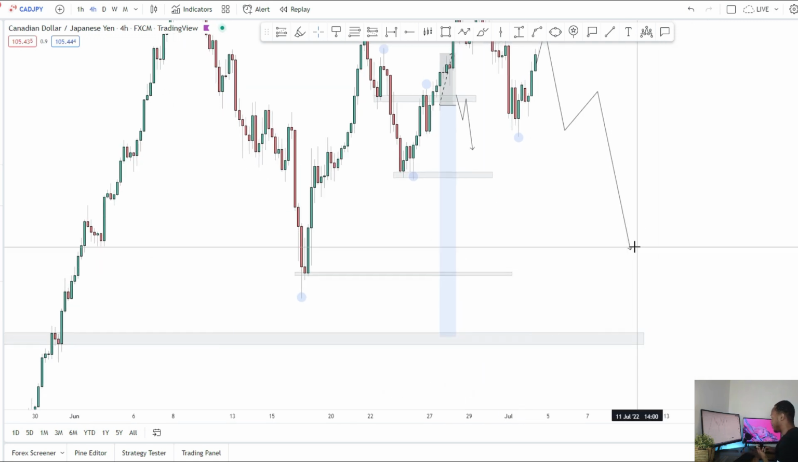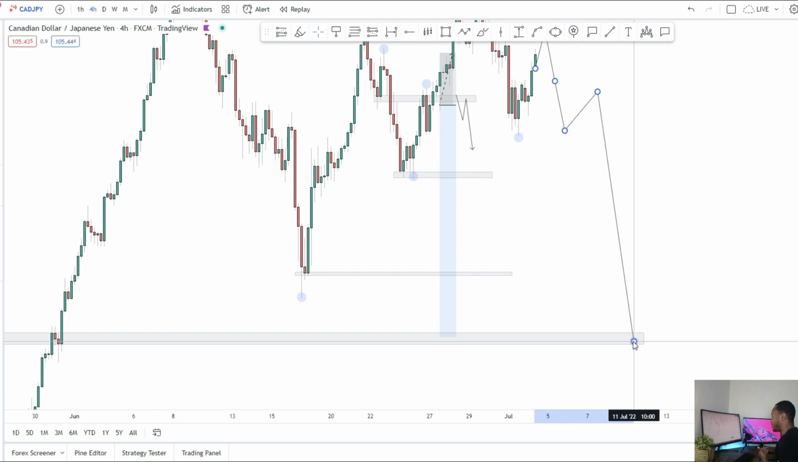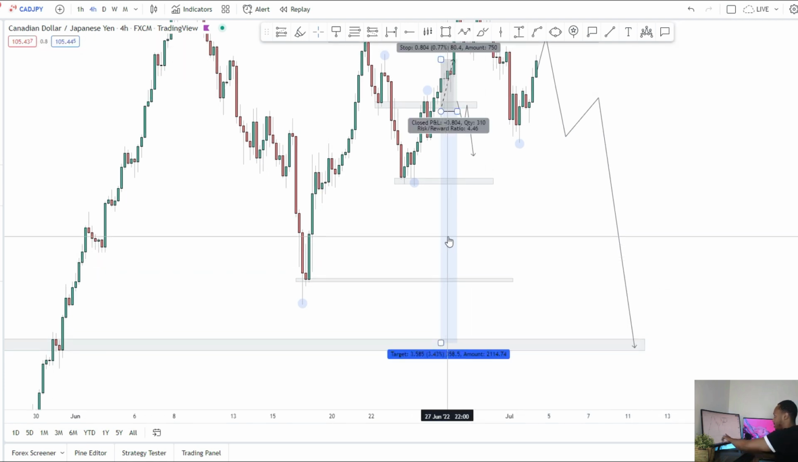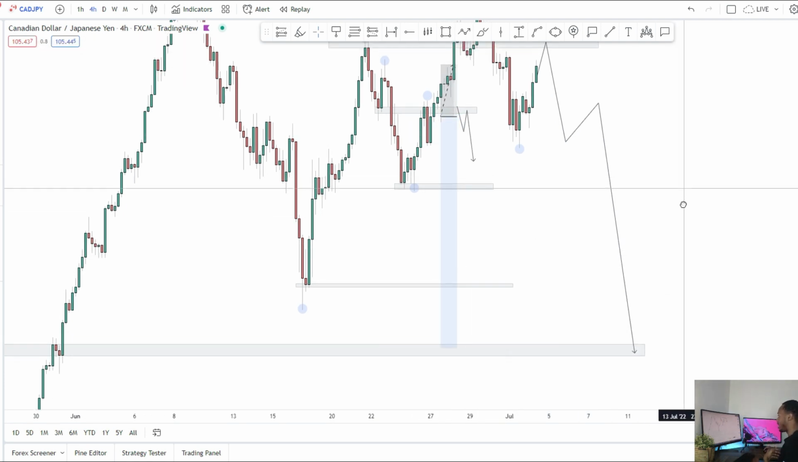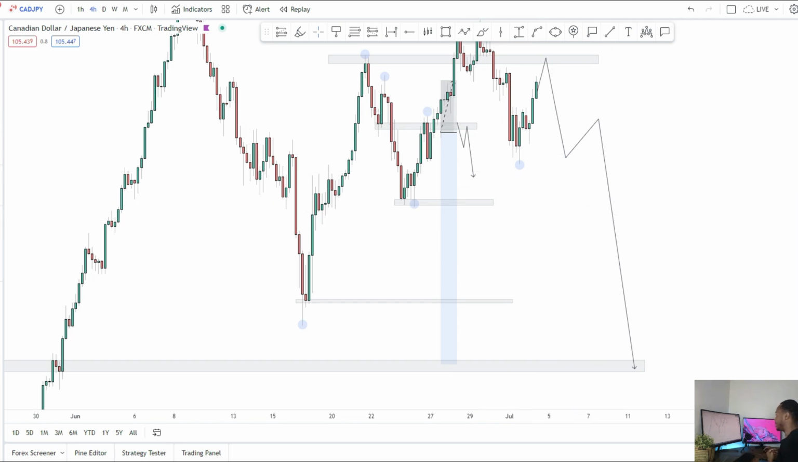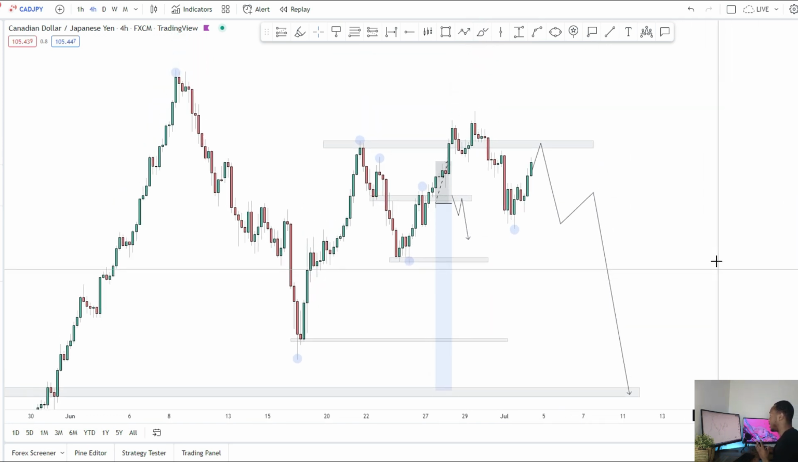And again, my targets are down here. There's more than enough pips to catch. This target was around 358 pips if it was successful, so I could be looking at something similar as well. So that's the plan for CADJPY going forward.